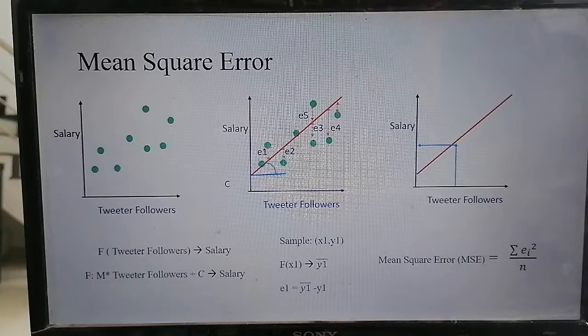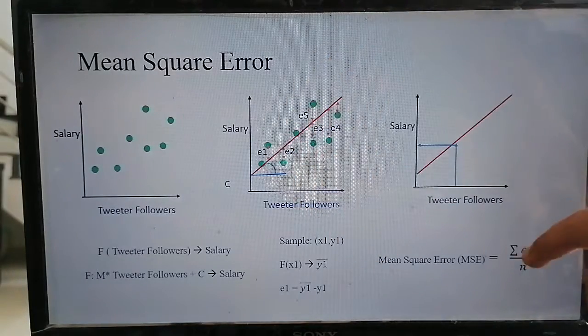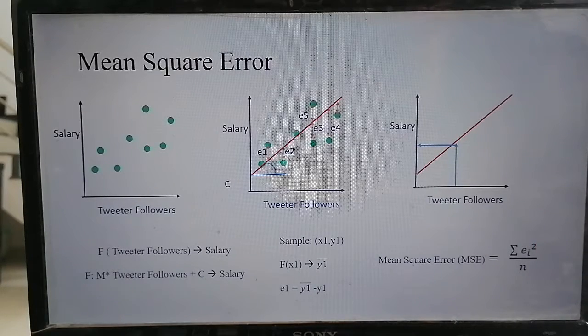The square is taken because the error can be negative or positive, and if we don't take the square, the overall sum of the errors will neutralize the error. So we take the square of every error, then take the sum of all errors, then divide by n. This is the mean square error of a line. The line having the least mean square error will represent the best approximate relationship between the independent and the dependent variable.